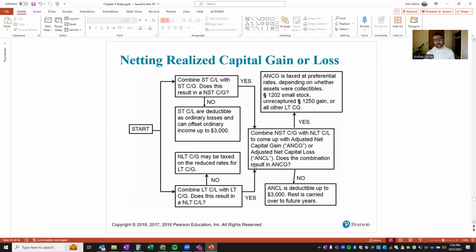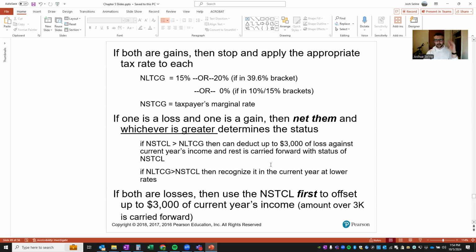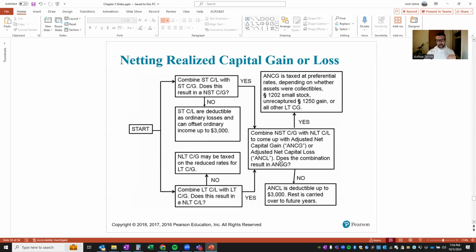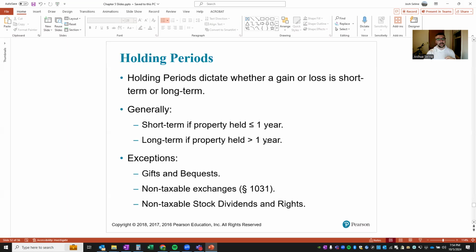I'm not going to go into this. A good slide to print out. Kind of goes into what I just described here, but in a flowchart form, which is probably easier to understand. Holding periods, I'm not going to get too far into this because we've already harped on it quite a bit. Exceptions, gifts, and bequests, we kind of went into that.